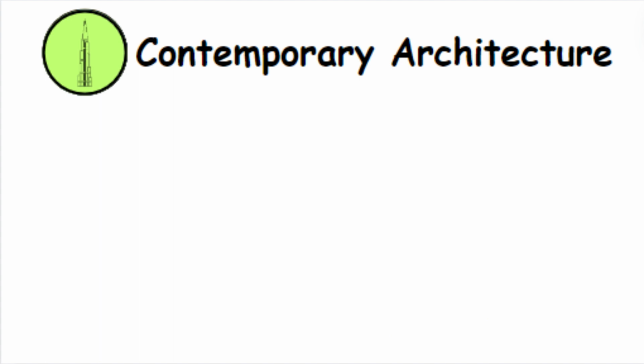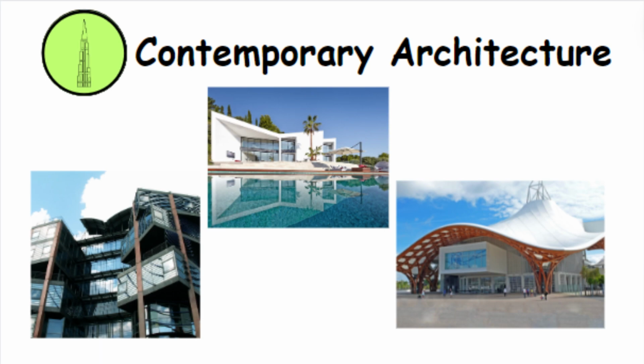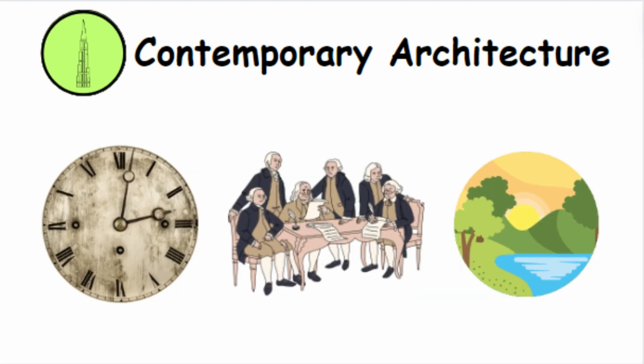Reflecting the diverse influences and innovations of the present day, contemporary architecture encompasses a wide range of styles, approaches, and technologies. Contemporary buildings may draw inspiration from historical traditions, cultural contexts, or environmental considerations, often incorporating sustainable design principles, advanced materials, and digital fabrication techniques.